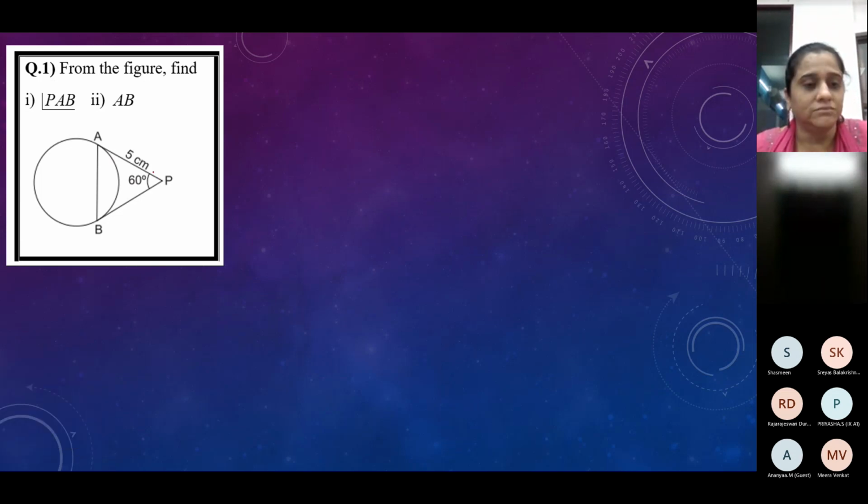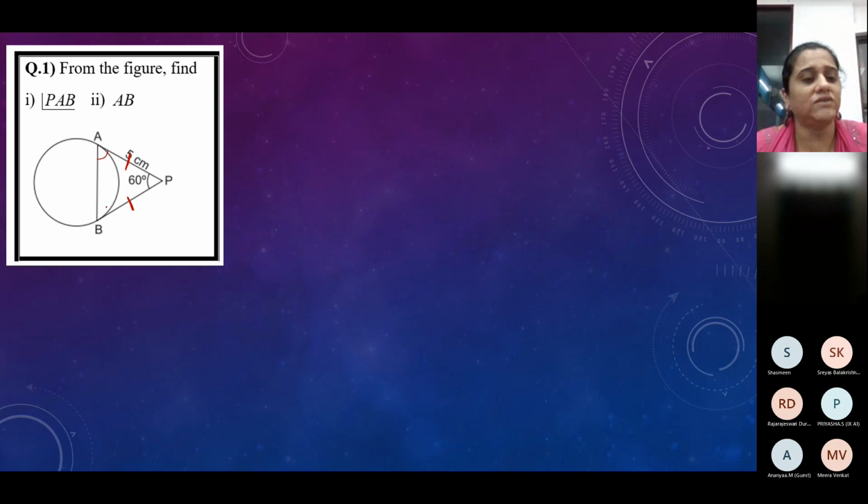So children, PA is equal to PB. Isosceles triangle. Why is PA equal to PB? Tangents from an external point to the circle are equal. So PA is equal to PB. That means PAB is an isosceles triangle.